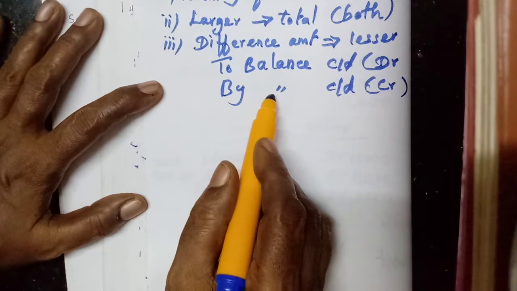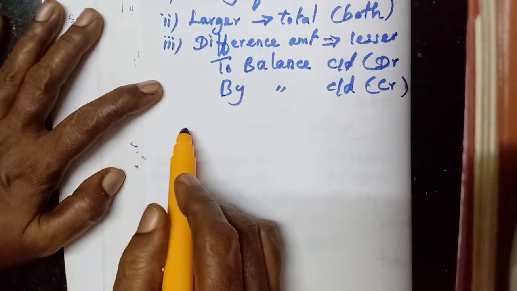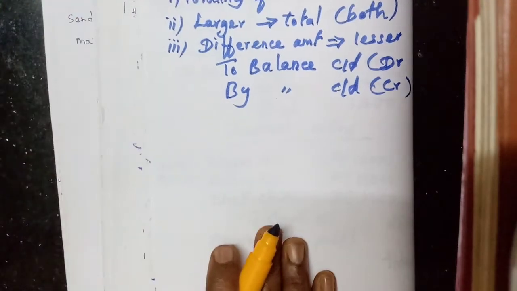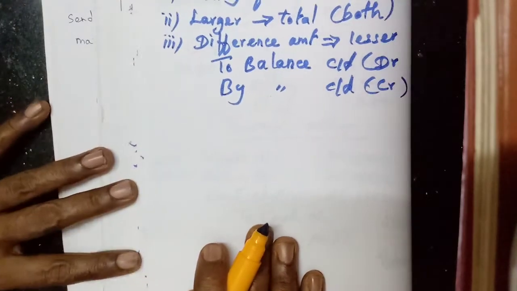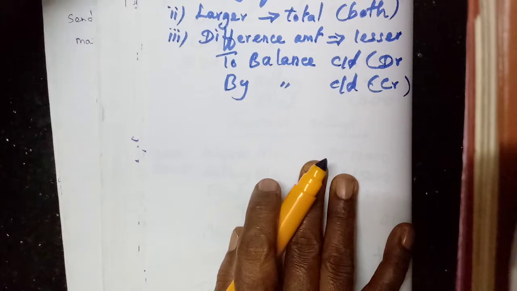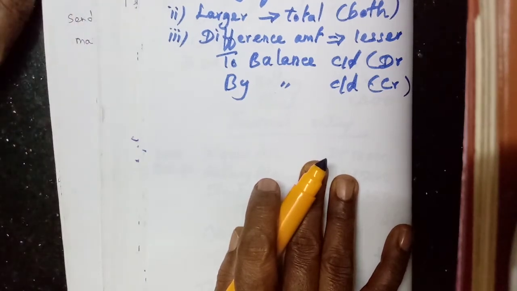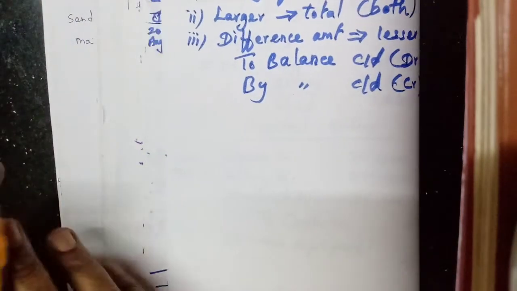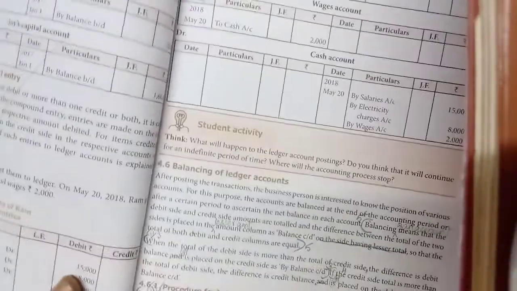This one is by, so we should write to balance brought down. When we do the problem, it will be very clear for you. It is very simple. When you do problems, you will understand. So I think I will show you that illustration, how it is done.